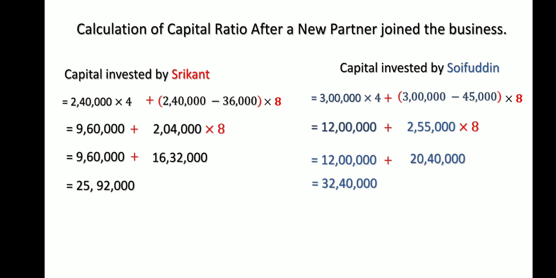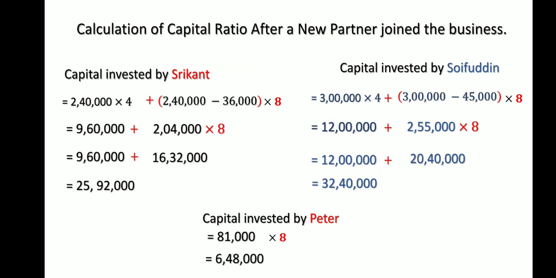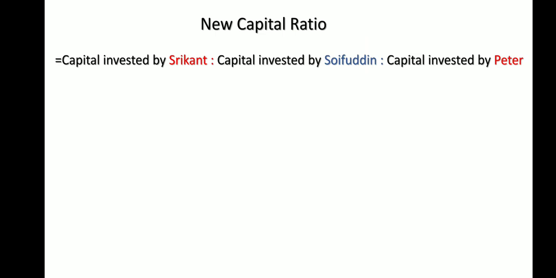Now comes Peter. So capital invested by Peter is easy. He invested 81,000, and since he joined the business only after 4 months, means he was in the business for the remaining 8 months. So into 8, so his is 6,48,000. So we know the capital invested by all the 3 partners according to the time period. So now we can find the new capital ratio of all the 3 partners.